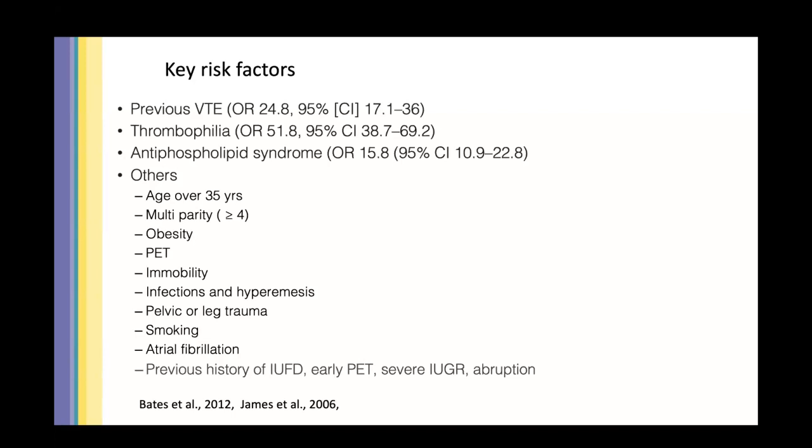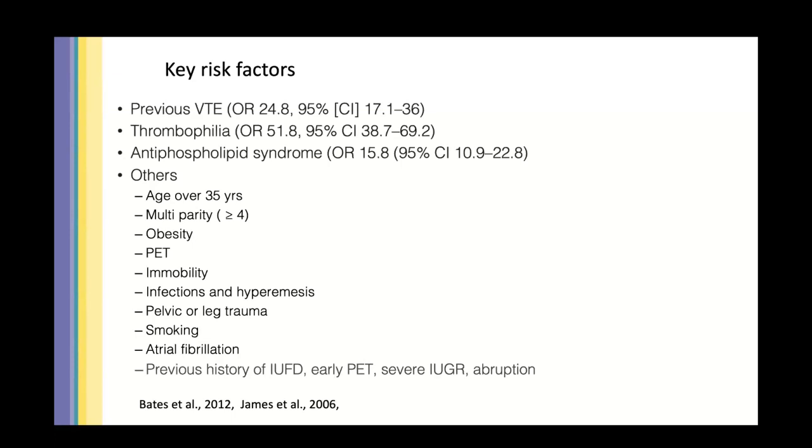So the three most important factors that have been proposed and considered as very high risk for venous thromboembolic disease would include a previous history of VTE. You can see the odds ratio there. Thrombophilia: if there's a family history, or the individual has a history of thrombophilia, then they are considered to be high risk. And of course, those patients with antiphospholipid syndrome, which you talked about in recurrent pregnancy losses. So patients with this syndrome would definitely have very high risk. And you can see those odds ratios are quite high.